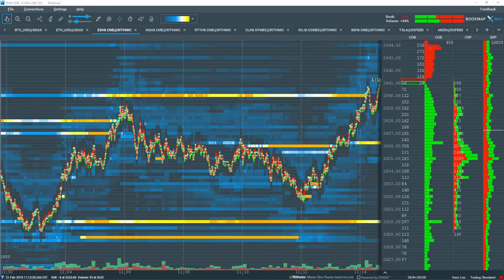Let's go over some basic tape reading skills using Bookmap. We can read the tape here in Bookmap by understanding the volume dots, where they're transacting and who's in control, by the size of the dot and the transactions and where they're taking place. Now, all of that occurs within the liquidity heat map, as we can see.